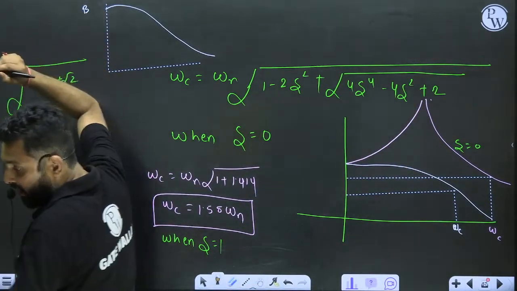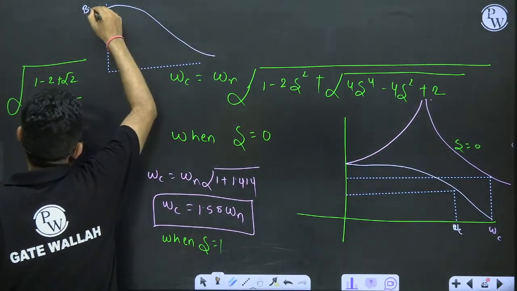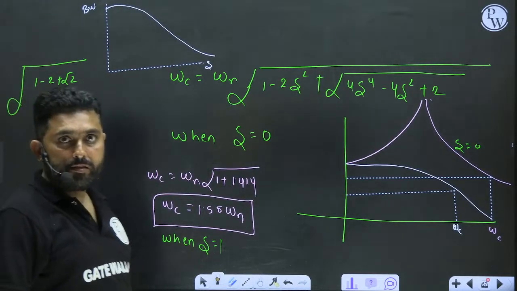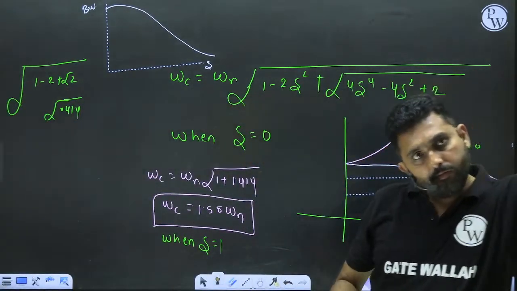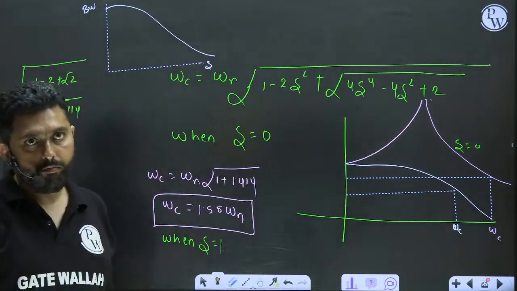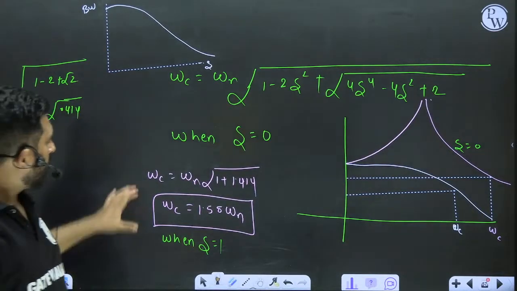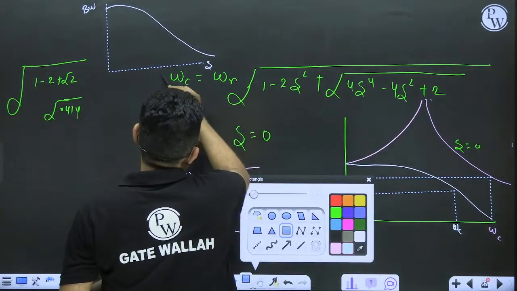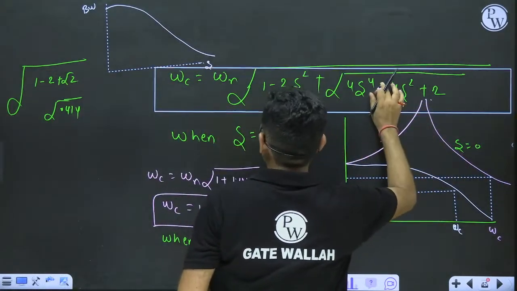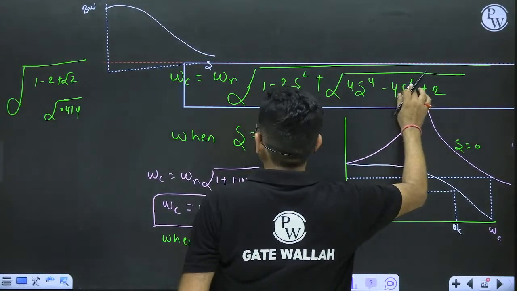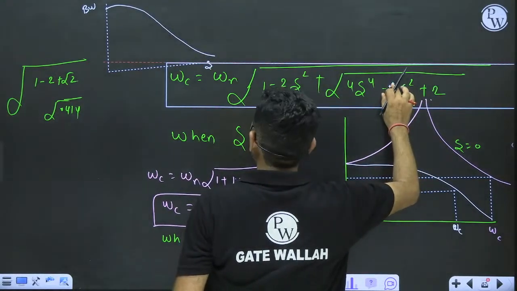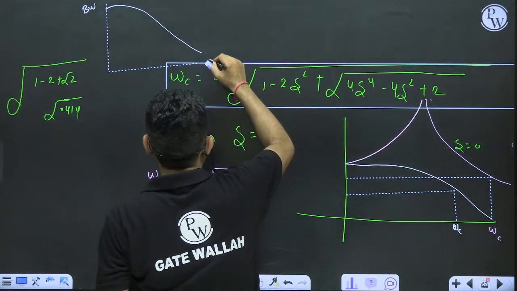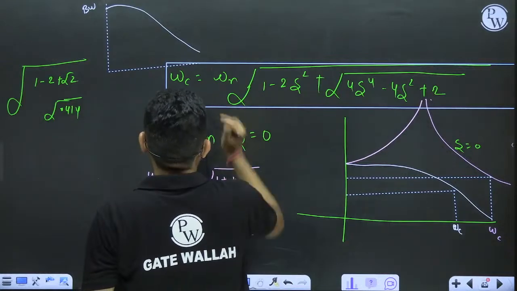So bandwidth versus zeta, it will decrease like that. So that is the curve, that is the relationship for bandwidth. Don't forget this. This is one of the most important relationships we have. This is zeta.